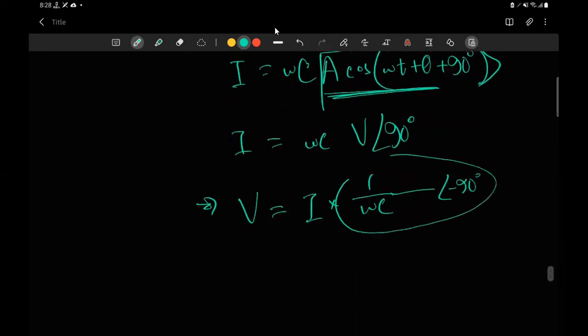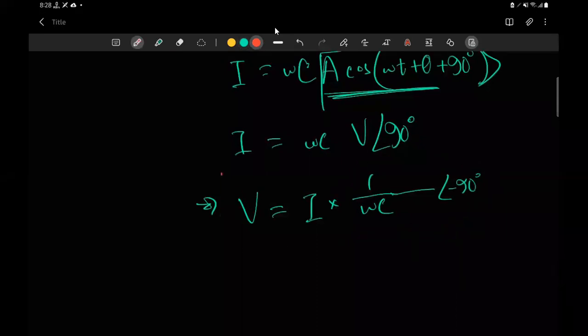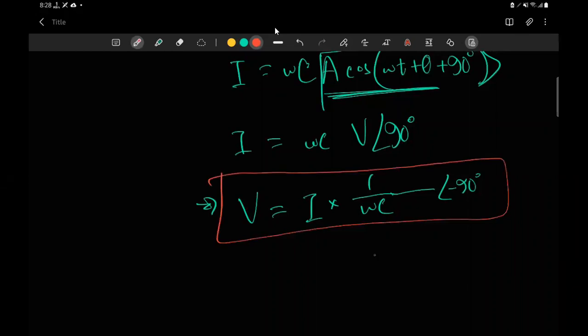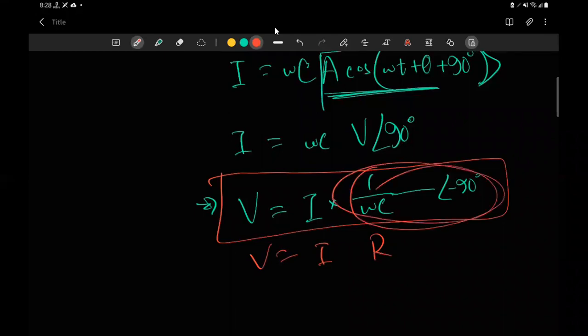But this thing almost looks like Ohm's law, right? What I'm trying to get at is that this resistance-like term is almost like V equals IR, except for the fact that this term, which we call impedance in AC and represent with Z, is almost like a resistance but has a complex value. You have a minus 90 degree angle here.